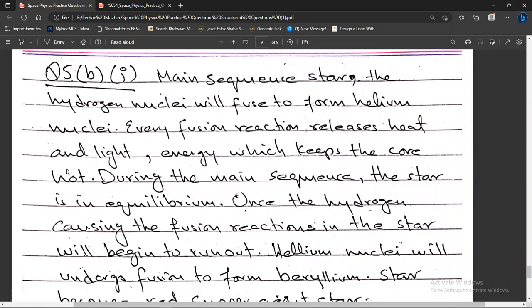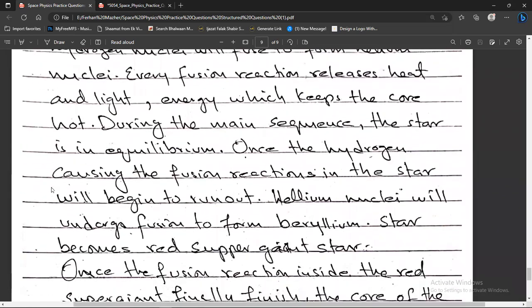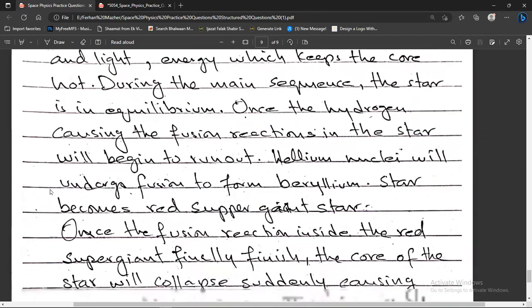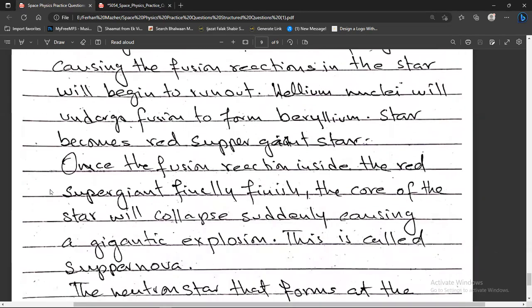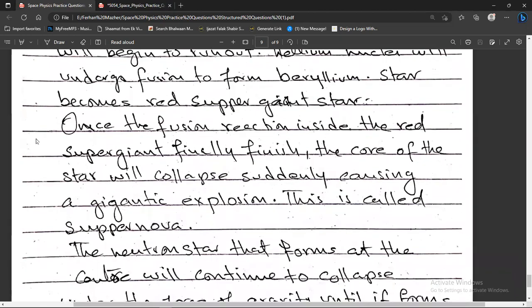Main sequence star: the hydrogen nuclei will fuse to form helium nuclei. Every fusion reaction releases heat and light energy which keeps the core hot during the main sequence. So now the star will become, from the protostar, a main sequence star. The star is in equilibrium. Once the hydrogen causing the fusion reaction in the star begins to run out, helium nuclei will undergo fusion to form beryllium. Stars become red supergiant stars.